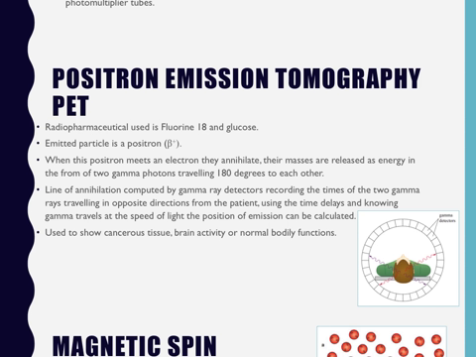Line of annihilation computed by gamma ray detectors, recording the times of the 2 gamma rays travelling in opposite directions from the patient. Using the time delays and knowing gamma travels at the speed of light, the position of the emission can be calculated. This is used to show cancerous tissue, brain activity, or normal bodily functions.